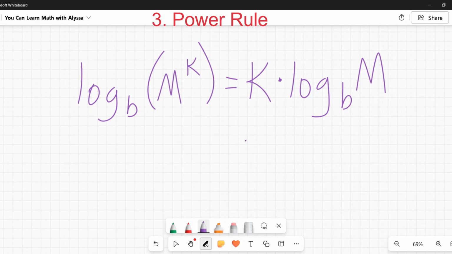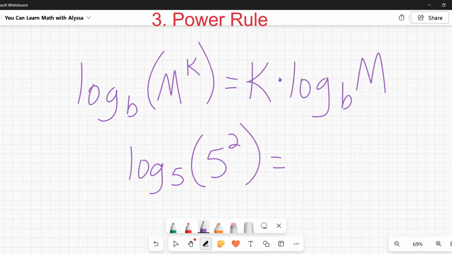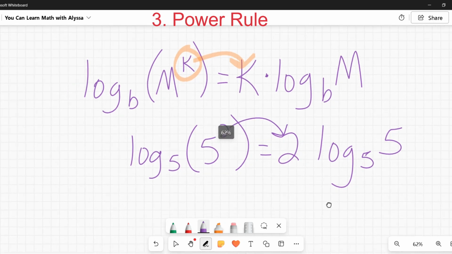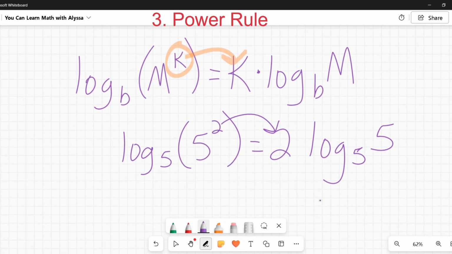And let's put some numbers in there just to show you how you would use this, and give you a little more clarity as to why this is happening. All right, so let's say log base 5 of 5 squared. The power rule predicts, take that k and move it out front, that my answer should be 2 times log base 5 of 5. That's what the power rule says.